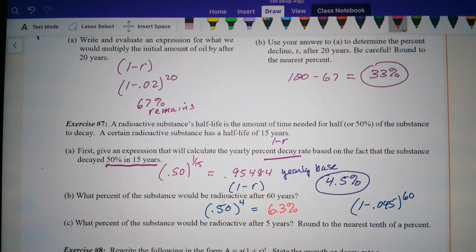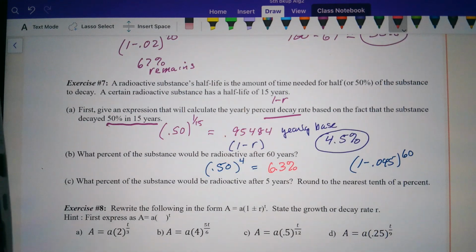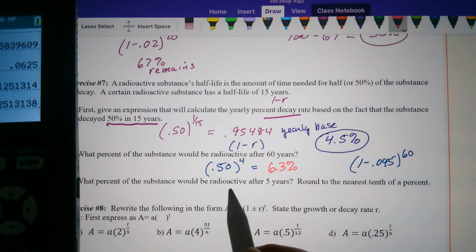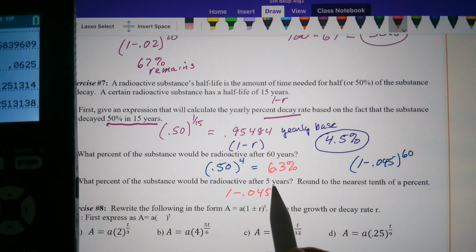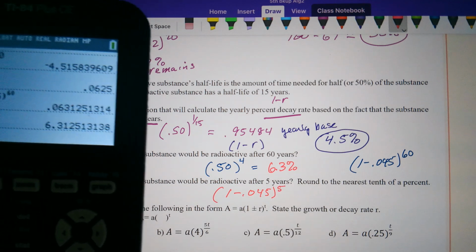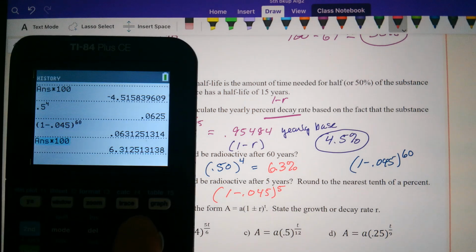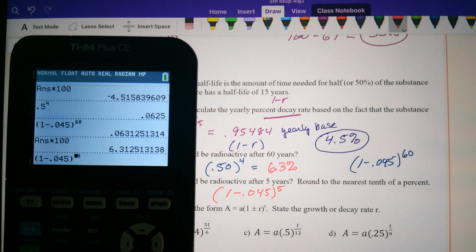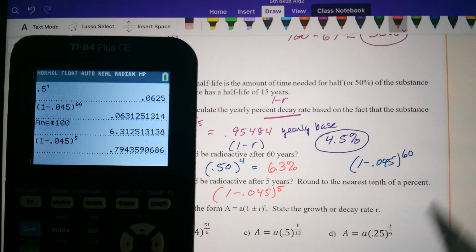What percent of the substance would be radioactive after 5 years? Okay, so I'll take the yearly and raise it to 5. Times by 100.